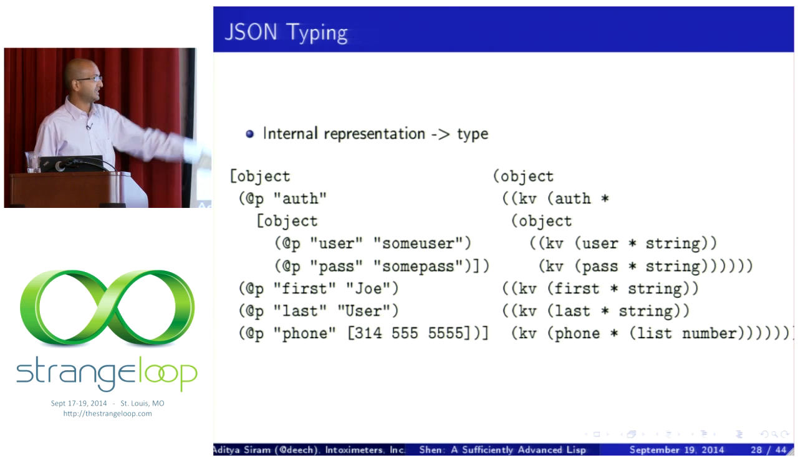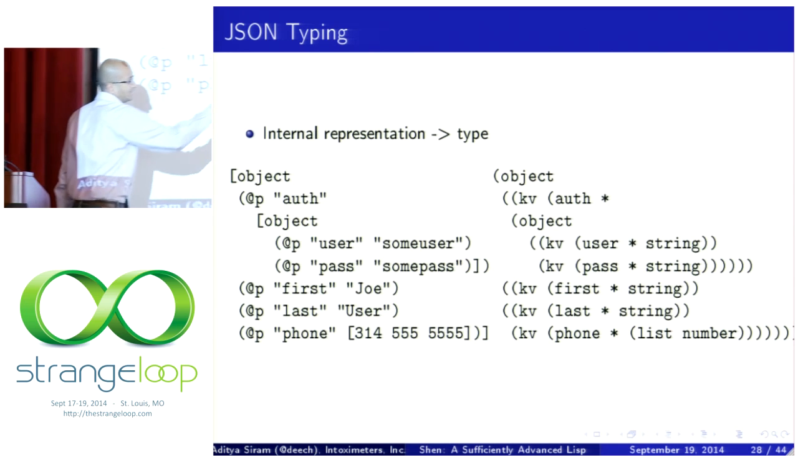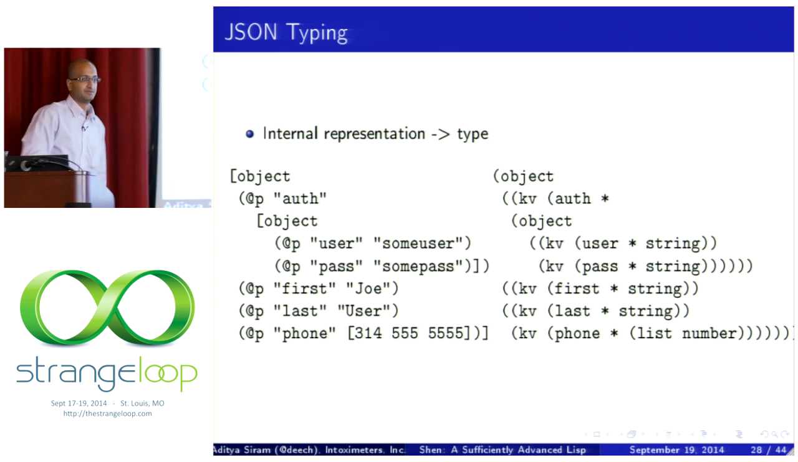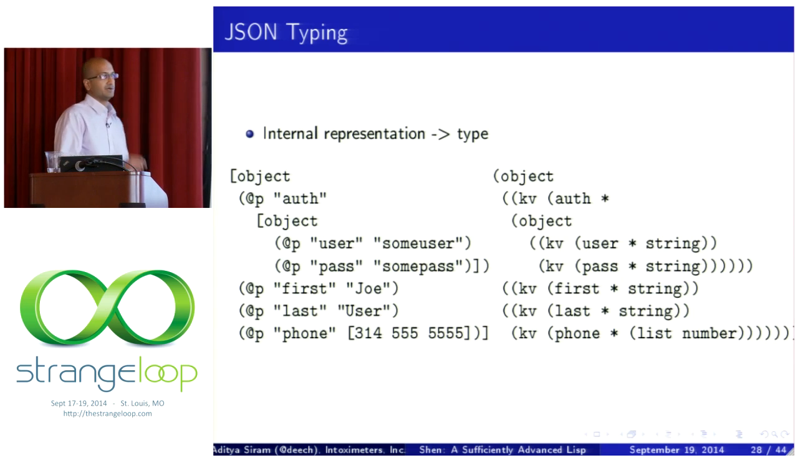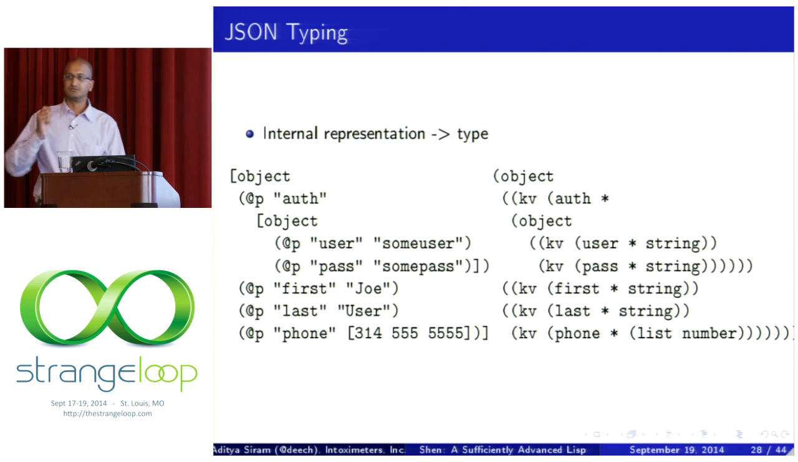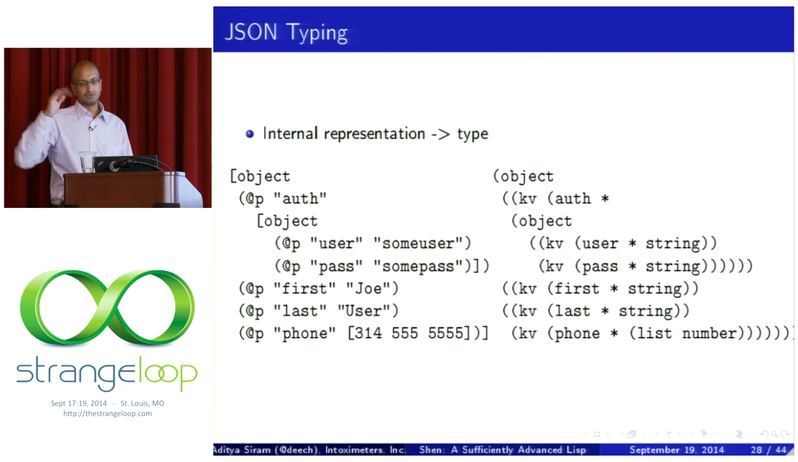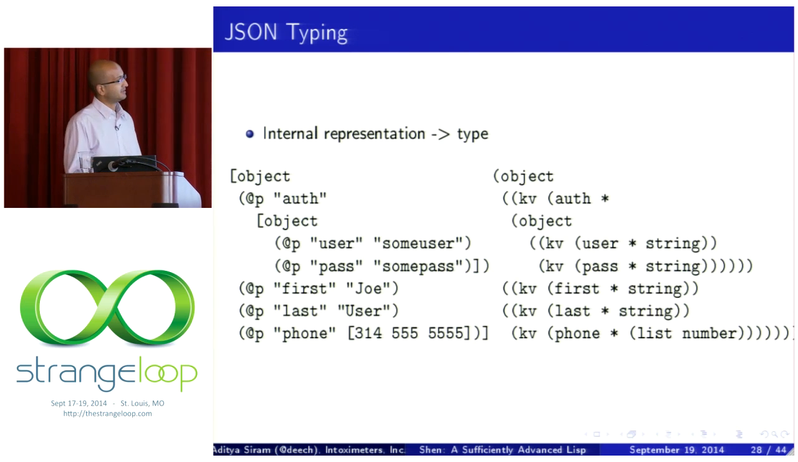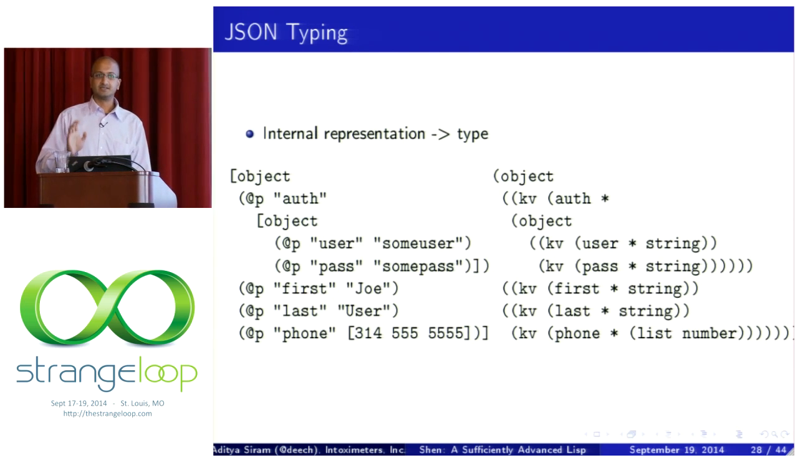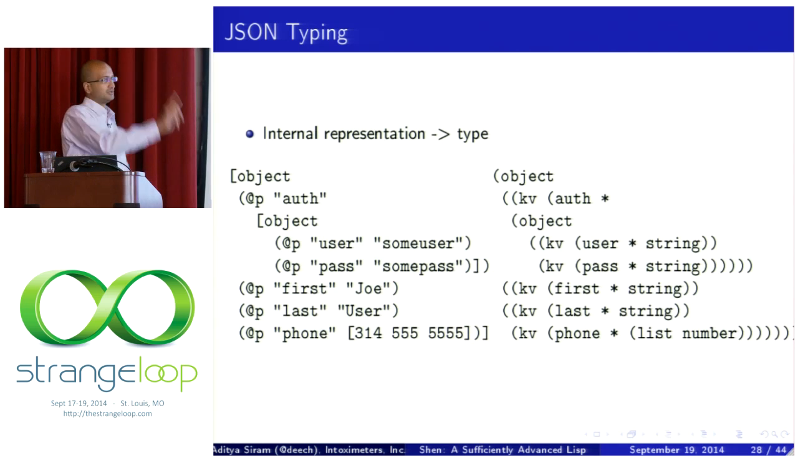So like look at this last phone number. Here we have a pair of the string phone and the phone number, which has turned into the key value pair of the type phone and a list of numbers. So what I actually want is, when I look at the type of a function, I want to know exactly what the structure of JSON it takes is, without me having to go figure it out and look at the actual code of the function. And so the exercise is now turning that internal representation of JSON into a type.